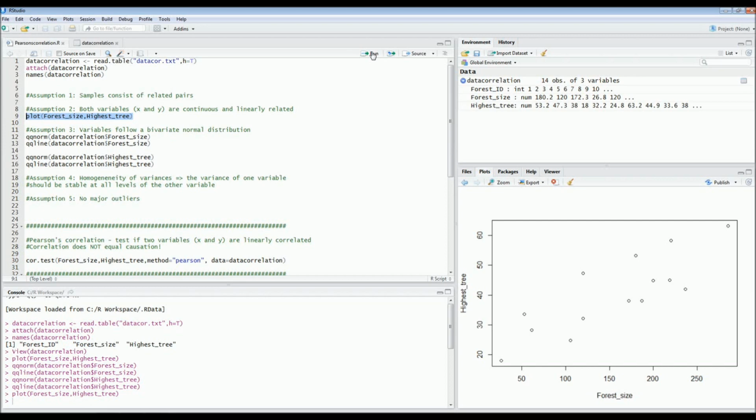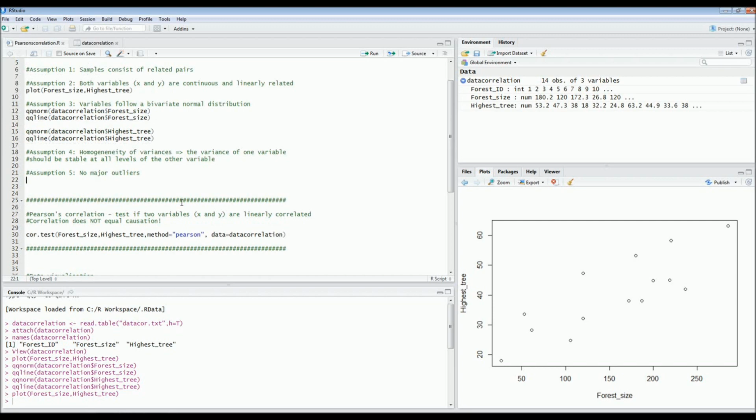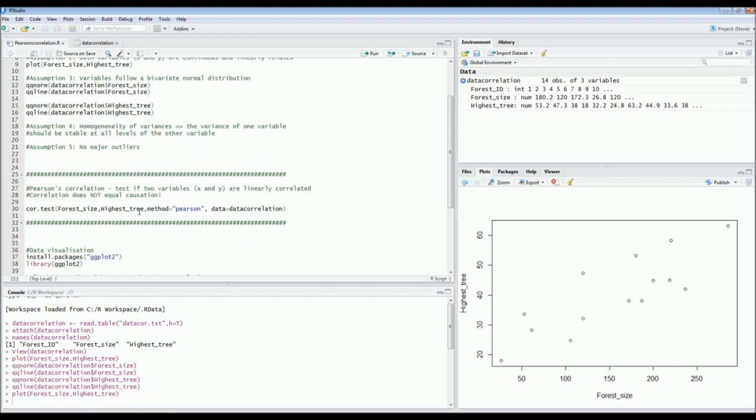So it means that in this case, probably we can assume that the assumption of homogeneity of variances has been met. And the fifth assumption is that there should be no major outliers. Again, we can look at the scatter plot and there don't seem to be any major outliers. So we're probably also good on this assumption. If we've checked all these five assumptions, then we can run the actual Pearson correlation test, which is actually very simple. But what you have to keep in mind is that if you run the test, you're just checking if two variables, which we for now call X and Y variables, are linearly correlated.